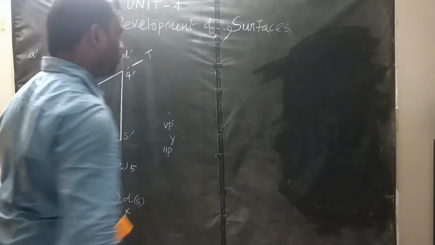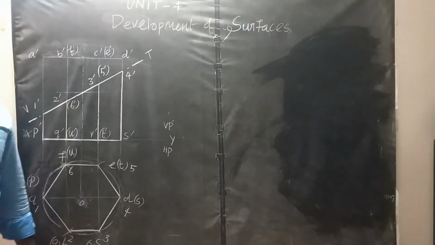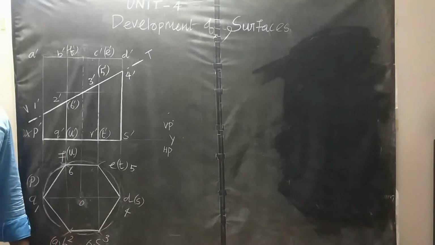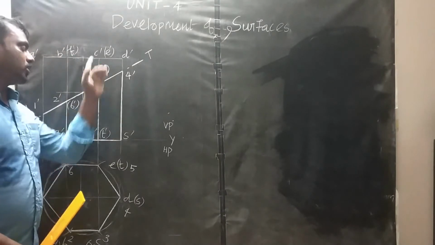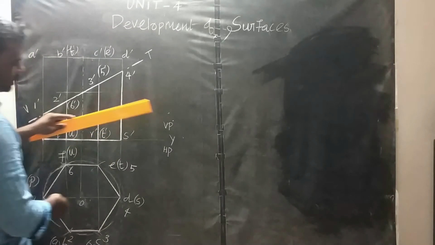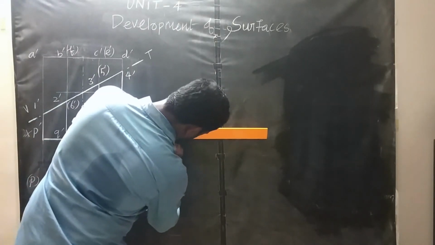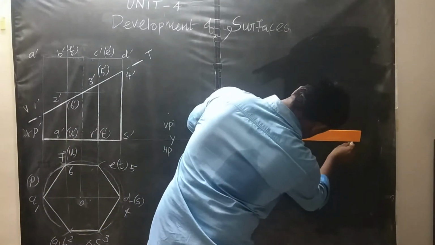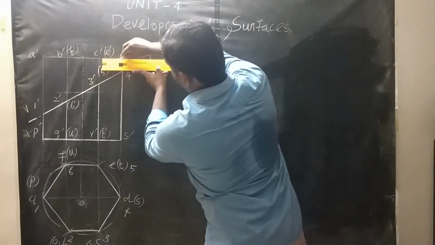See here, for development of this solid, just extend top and bottom. When you have a problem on prism, that time just extend top and bottom surface for the development. I am going to extend this bottom surface to some distance like this. Similarly, I am going to extend the top end of the prism to some distance.